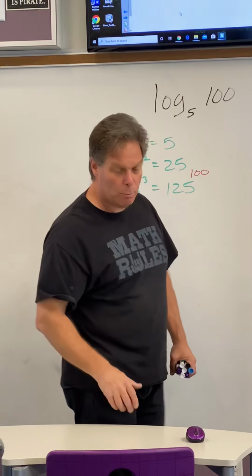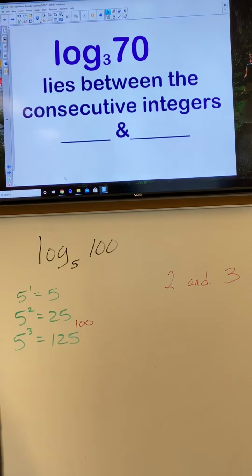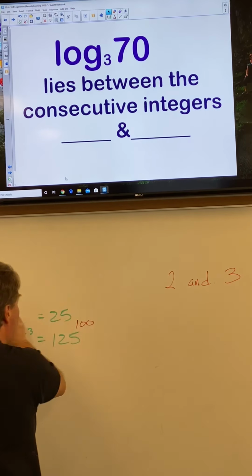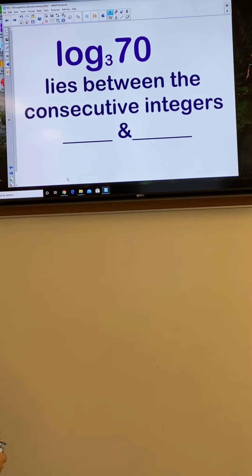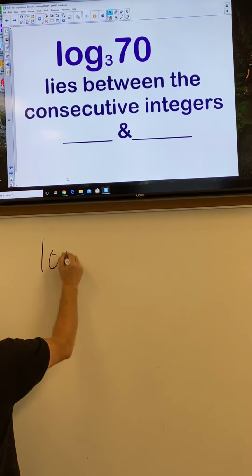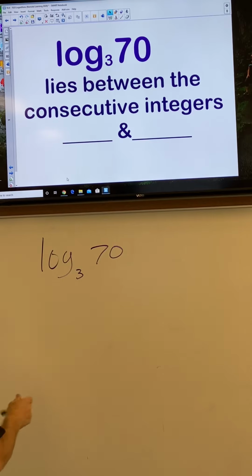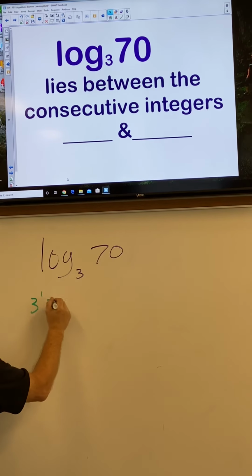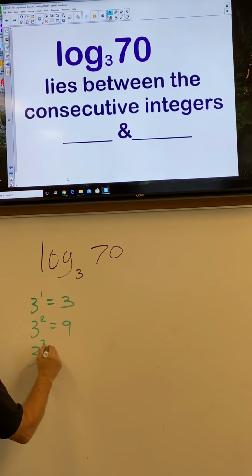Okay, let's do one more like that. Similar problem. Okay, log base 3 of 70. Same idea. 3 to no pretty power is going to give you 70. It's going to be kind of ugly. So let's look at powers of 3 and see what happens. 3 to the first power is 3. 3 to the second power is 9. 3 to the third is 27. 3 to the fourth is 81, and so on and so on.